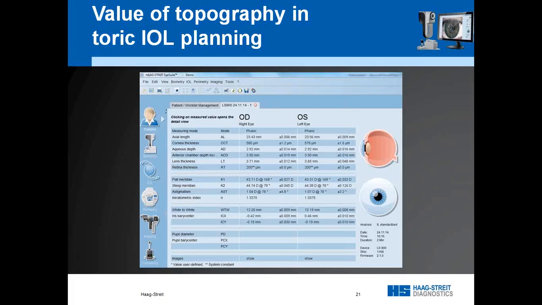So let's have a look at the data a little bit more closely, because if you would do just keratometry, that's what you end up with. You would go to the OR and implant the toric.